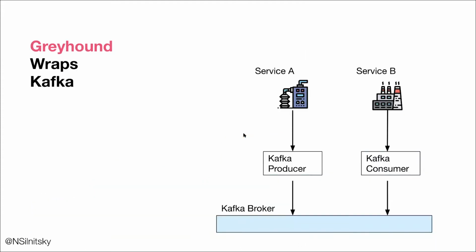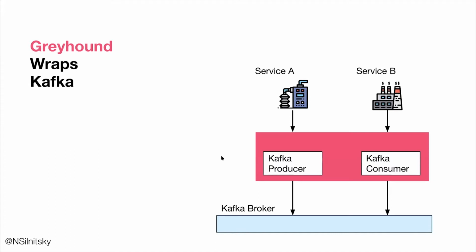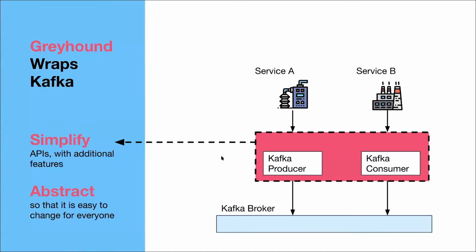So all of you are probably familiar with the Kafka producer and Kafka consumer that are provided in order to communicate with the Kafka broker. So we decided to wrap that for our developers at Wix. And we made a wrapper called Greyhound, which basically has a simpler API than the Kafka SDK. And we added all kinds of additional features that help our developers achieve what they need to do.